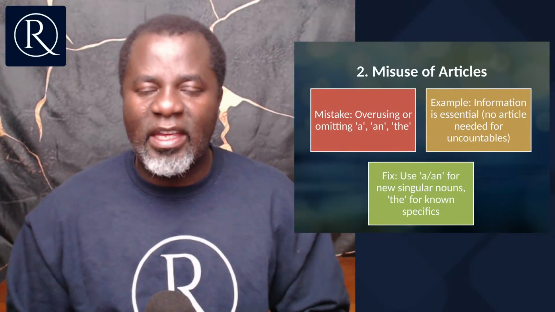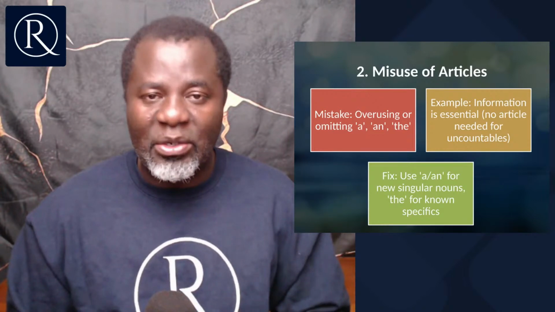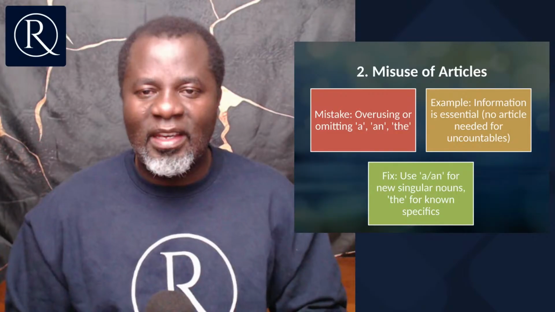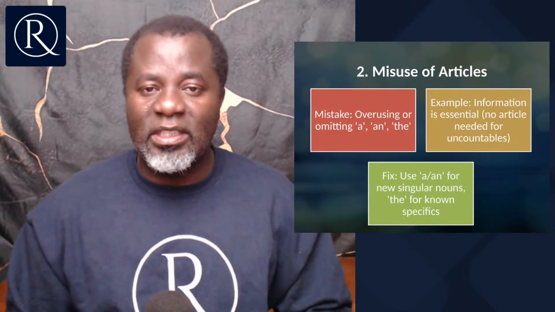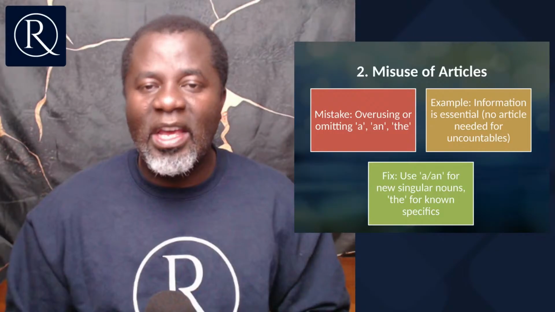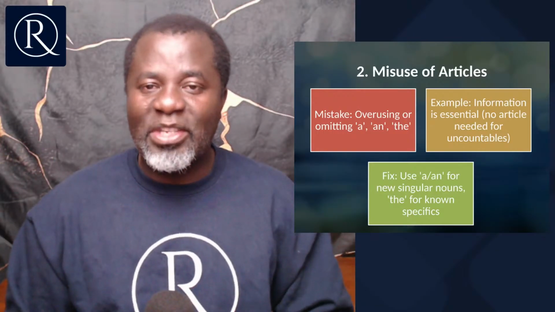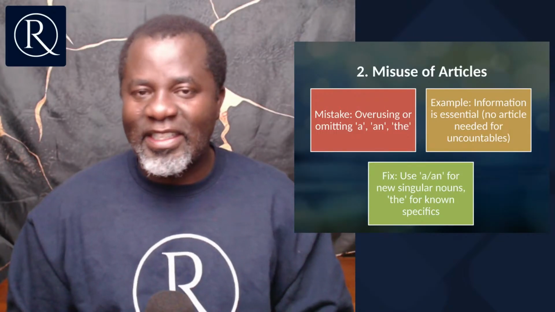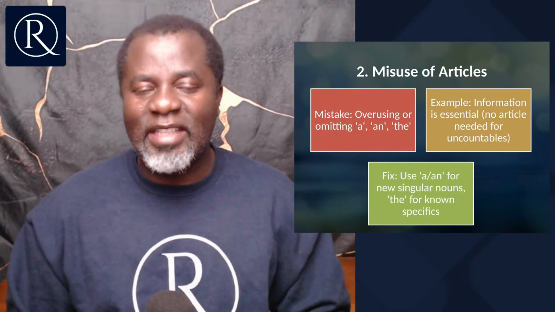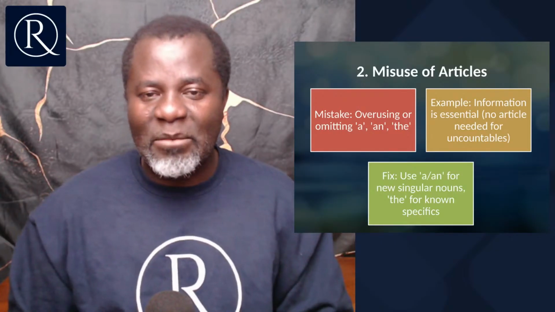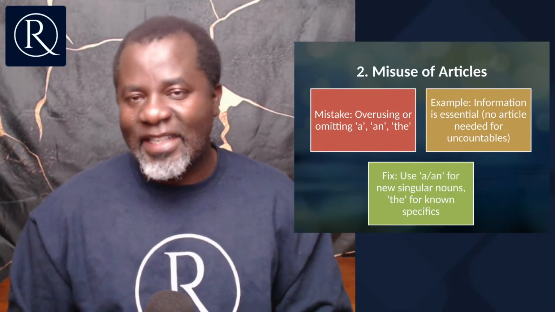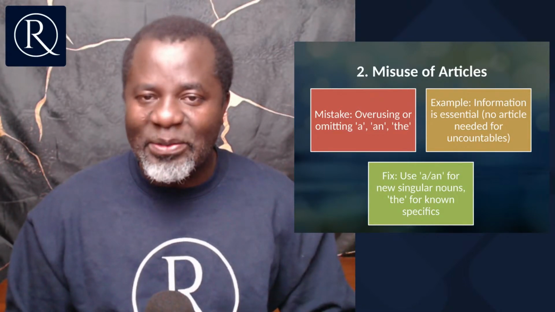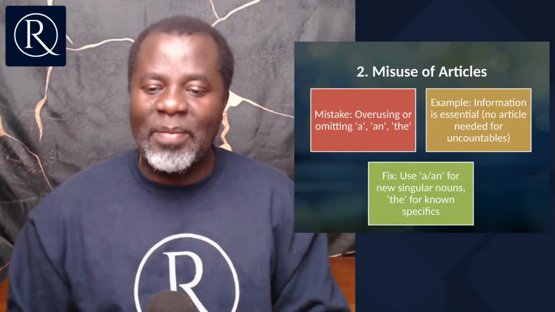Let's look at mistake number two: misuse of articles. Articles are words like the, a, and an. For example, an apple, an orange, the people, or a bicycle. So how do you use these words? In most cases, students overuse or omit these words. Let me give you an example. Information is essential. No article is needed, for example, because information is uncountable. You cannot say an information is essential. You cannot do that. So overuse is wrong. Underuse or not using it is also wrong.